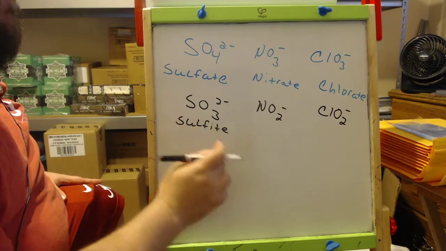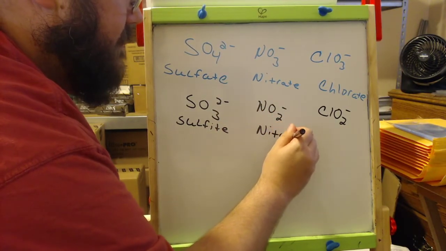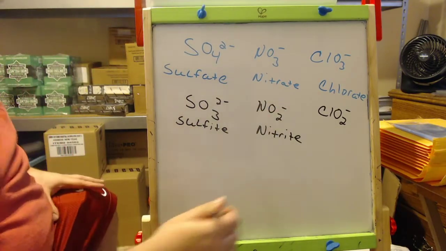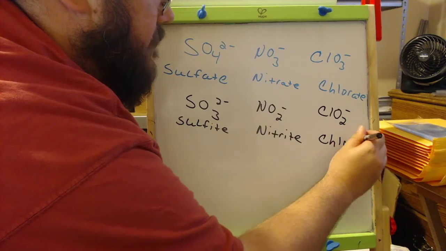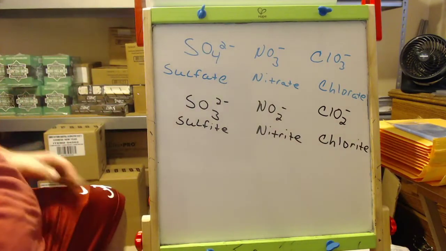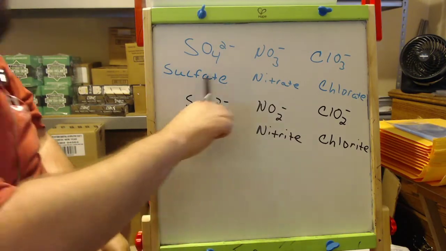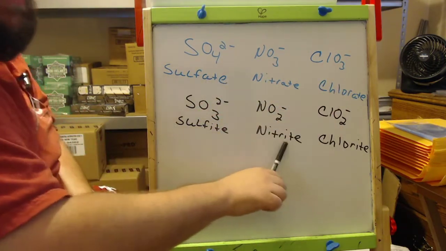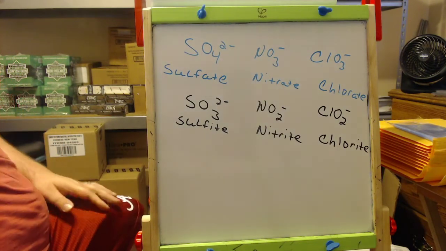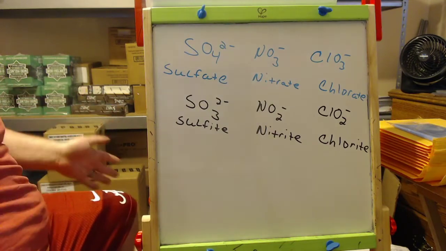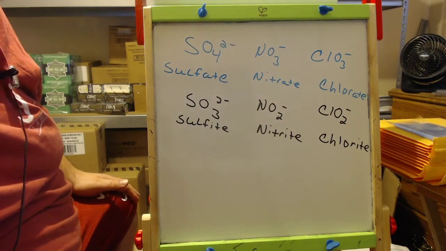So this is sulfite, nitrite, and chlorite. Okay. So same charge, one less oxygen. So if you know the ates, you automatically know the ites by following that simple rule. Now, there are some on that list you'll see that don't follow this rule. I just want to see which ones they give you that don't.